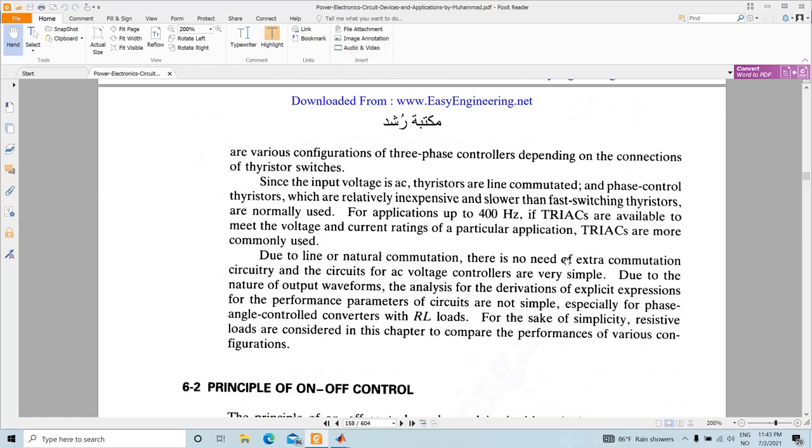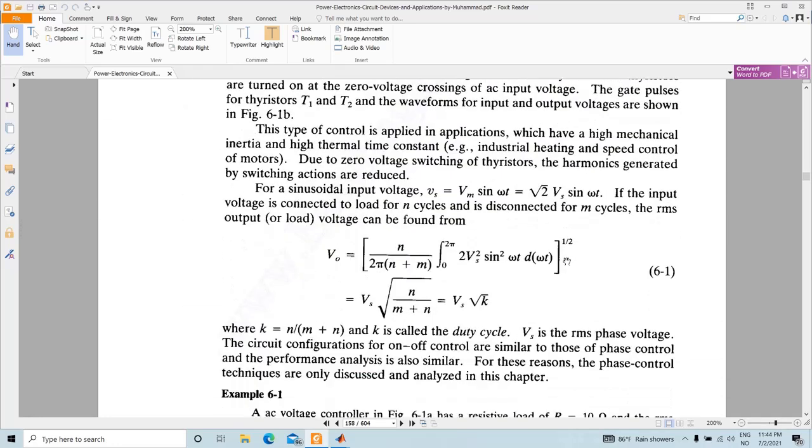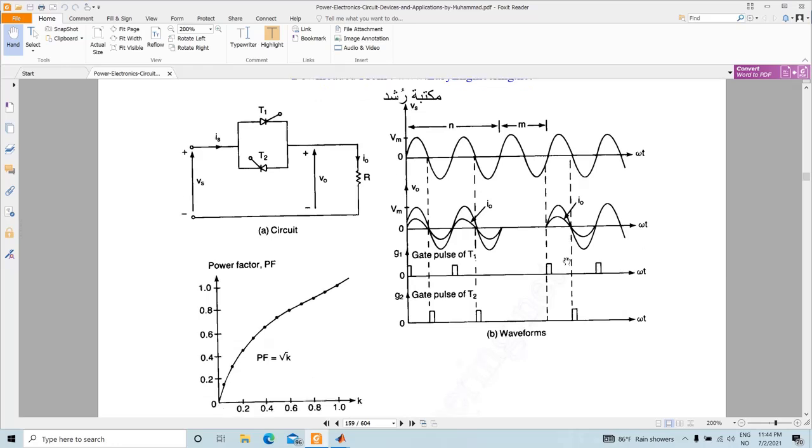If you look at the circuit for on-off control, it looks like this. We have two anti-parallel thyristors, and we give the gate pulses: for T1 it's G1 and for T2 it's G2. You can see here that for the first two full cycles the gate pulses are applied to both thyristors T1 and T2, whereas in the third cycle no gate pulse is applied.